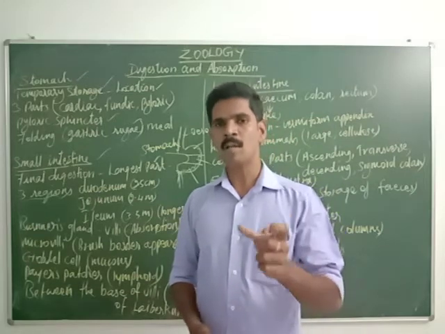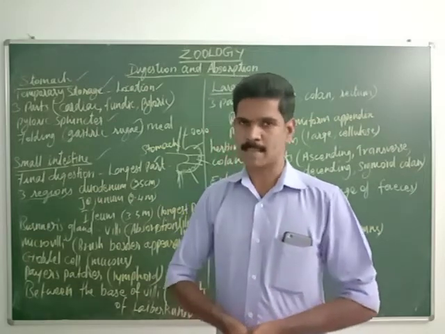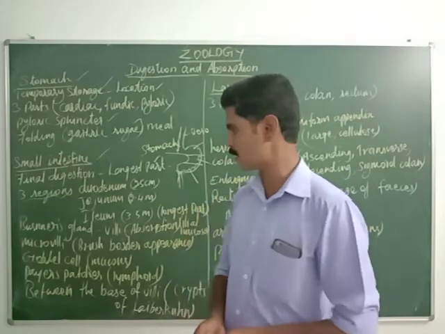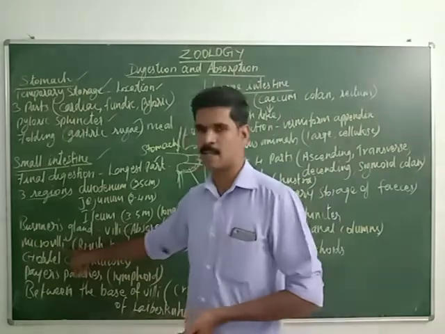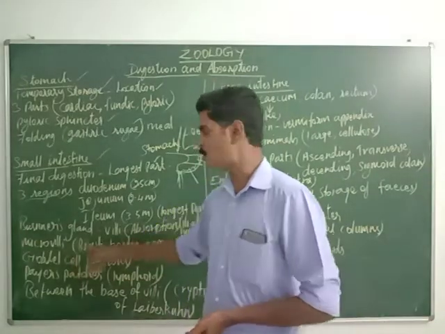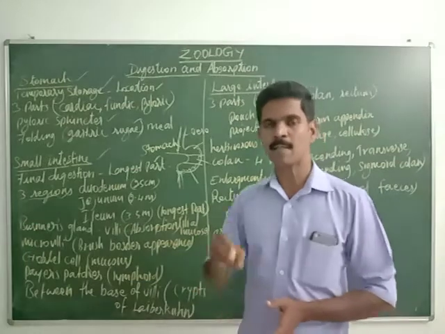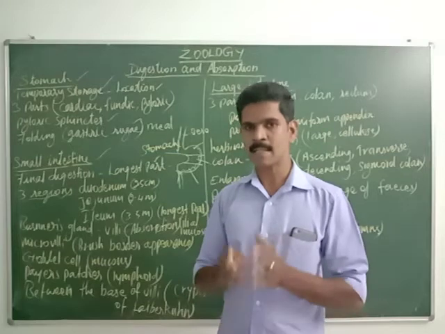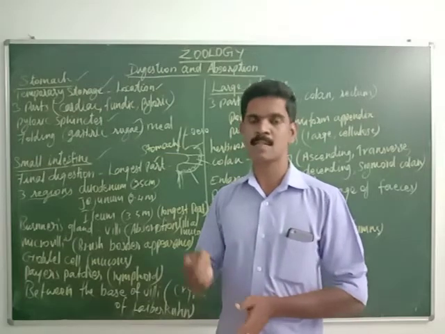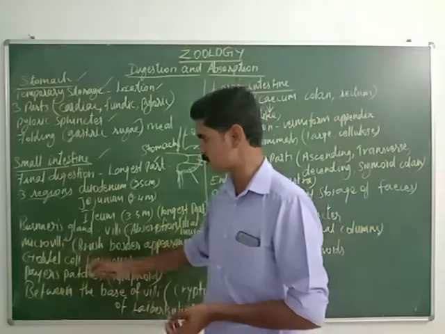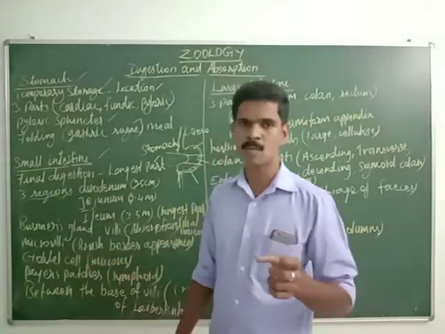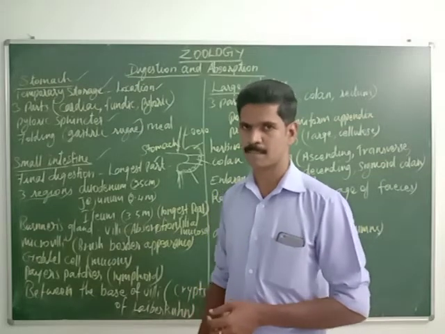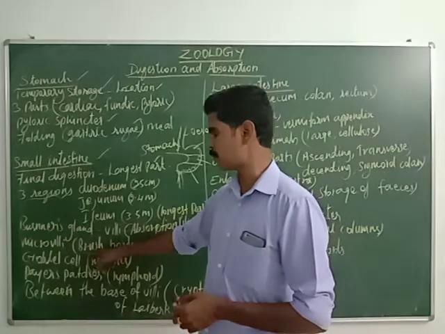Then the wall of the villi is made up of cells, and in these cells there are also micro projections. These projections are called microvilli. Listen very carefully: the mucous membrane of the ileum region consists of many small projections called villi, and the cells present in the villi consist of many small micro projections called microvilli. These microvilli look like a brush border. Hope you all understood this point.